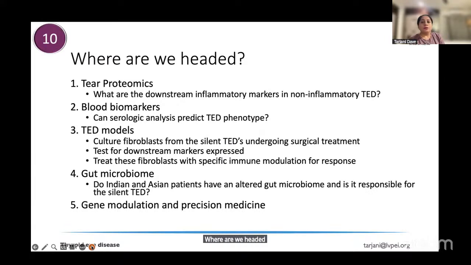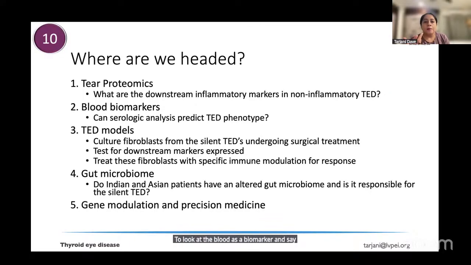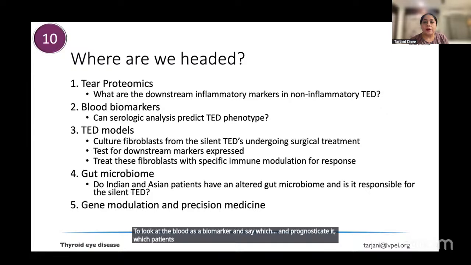We are headed towards looking at biomarkers, probably looking at tears and tear proteomics to figure out which patients with thyroid eye disease are likely to develop dysthyroid optic neuropathy, and to look at the blood as a biomarker and prognosticate which patients are going to develop dysthyroid optic neuropathy. We can look at models of thyroid eye disease.